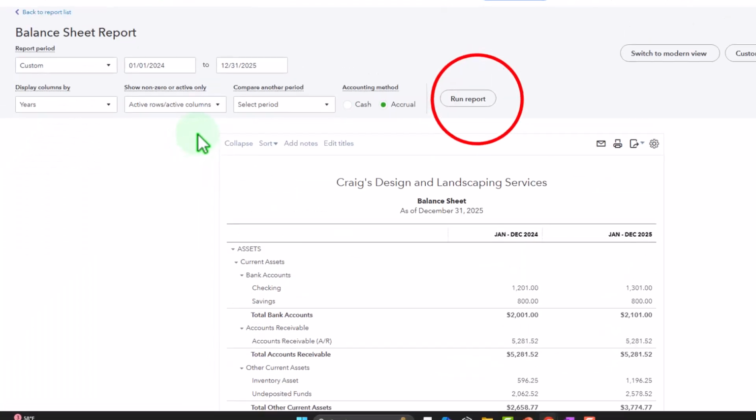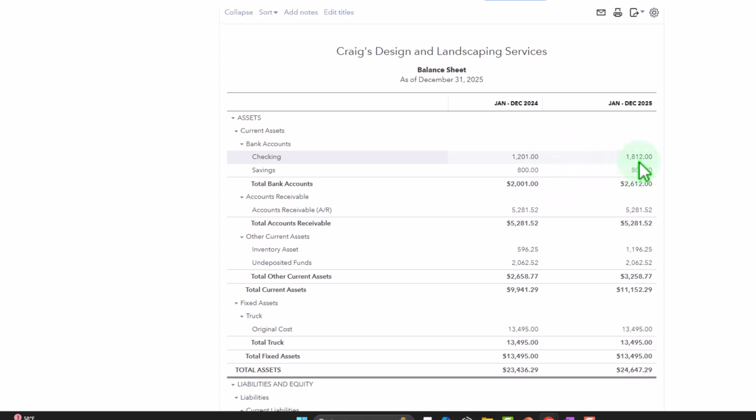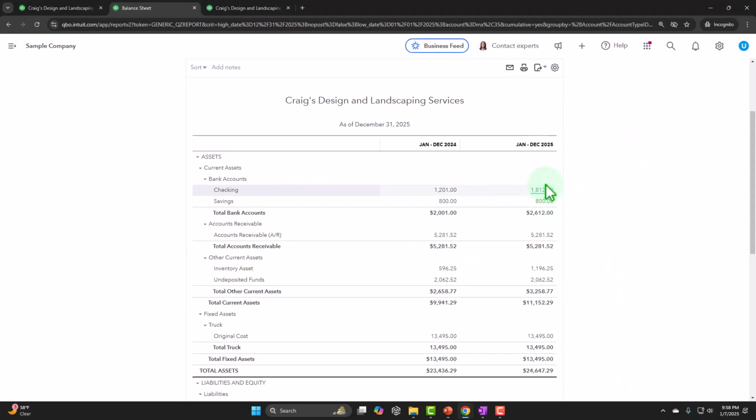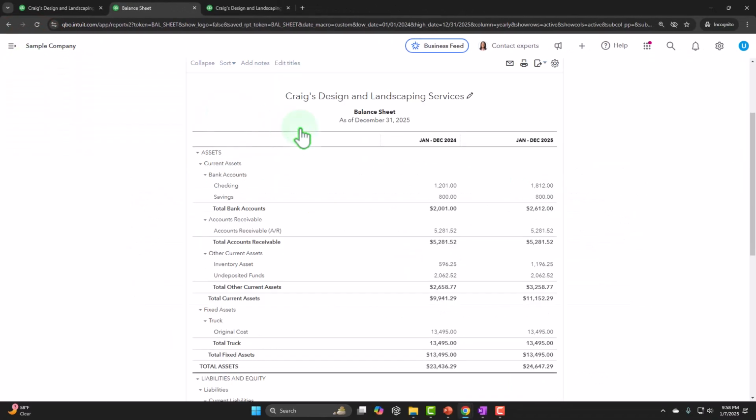Go into the balance sheet, run, hit refresh, and we're going to say that we're in checking, out the checking, and it didn't do it. Let's go back, refresh it again.